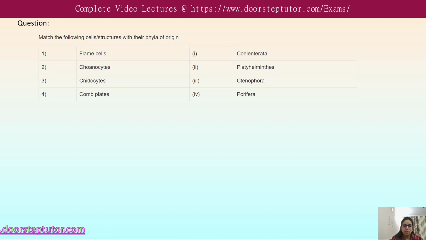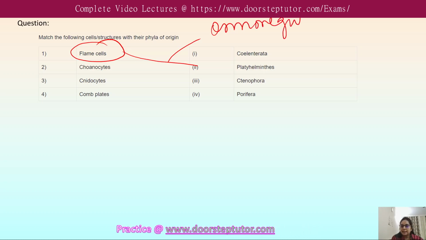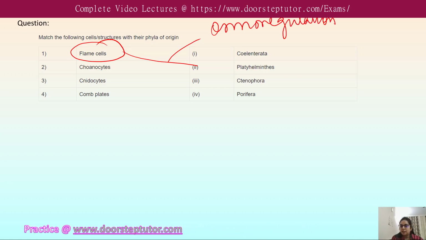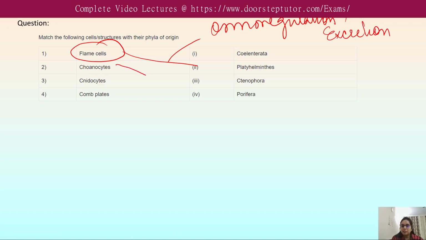Again, we have to match column A with column B. So the first one is the flame cell. The flame cells are generally present in the Platyhelminthes and they are generally used for osmoregulation and excretion. Though we have not studied it yet, we'll discuss it later on. So the flame cell goes with the Platyhelminthes. The choanocyte is generally present in the Porifera. We know that these are generally present lining the spongocoel cavity and the canal cells.